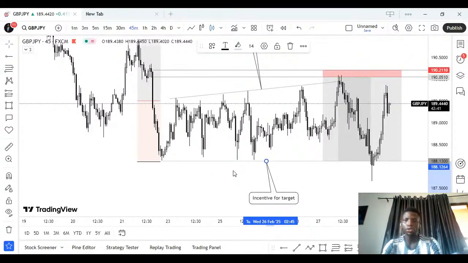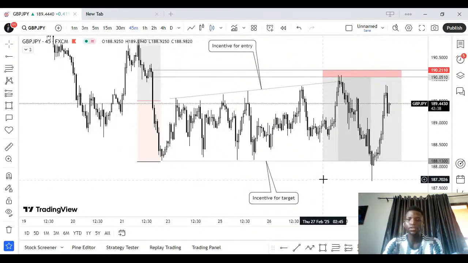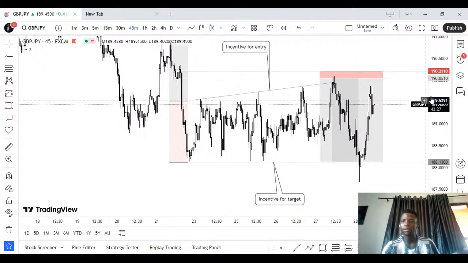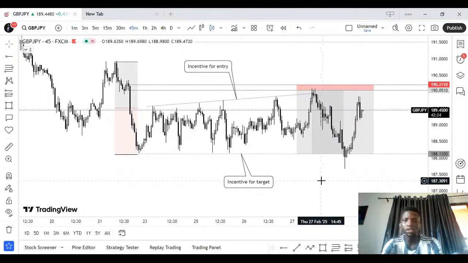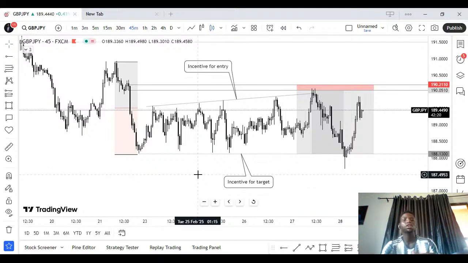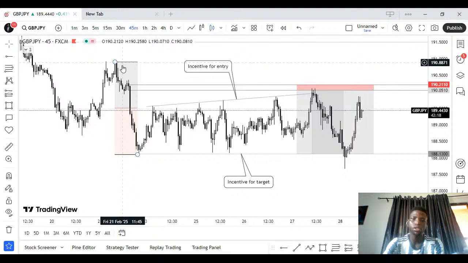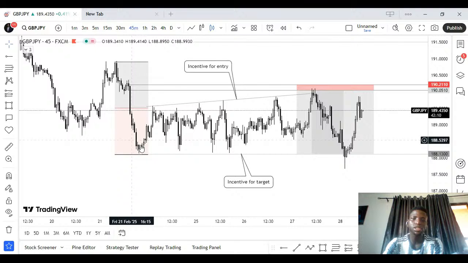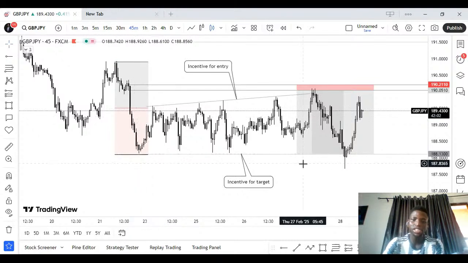So this is the incentive for exit or for target, for TP. It is always liquidity. That is what price is looking for every time. And then I was telling you guys that I have a video where I was explaining internal range liquidity and external range liquidity. So how do you pick internal and external? You must first mark out your range. This is the trading range. All right. So anything within this range is internal range liquidity. Inside of the range. Liquidity outside this is the external one.